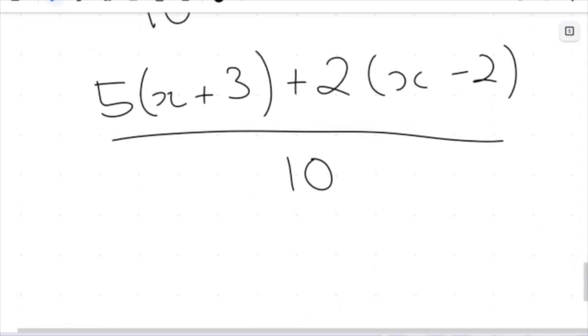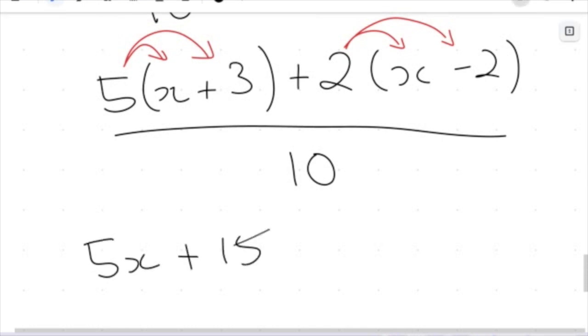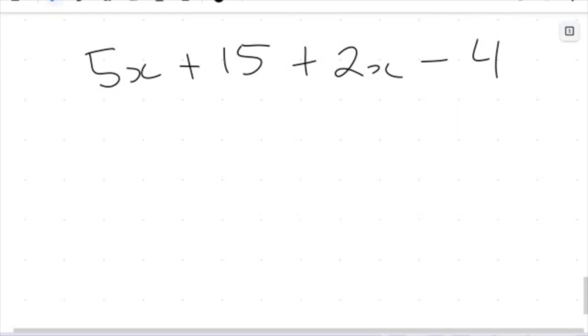So here we're going to expand. This 5 is going to get multiplied by x and 3. This 2 is going to get multiplied by x and negative 2. So we wind up with, on the top, 5x plus 15. 5 times x gives me 5x. 5 times 3 gives me 15. And here we have positive 2x. 2 times x gives me 2x. And here we have positive 2 multiplying by negative 2. That gives me negative 4. And this is all over the denominator of 10.